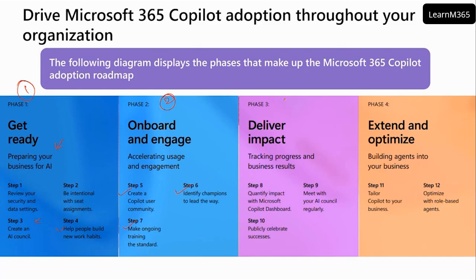Third phase, we have deliver impact. Now let's assume we are prepared for Copilot for Microsoft 365. We deploy Copilot for Microsoft 365 within our organization. We onboarded and engaged our users so that they're using it, and Copilot is working as expected. Now, what is the next thing? We have to deliver the impact. We have to measure the success. Is Copilot for Microsoft 365 working as expected or not, has it succeeded or not? So you can track progress and business results.